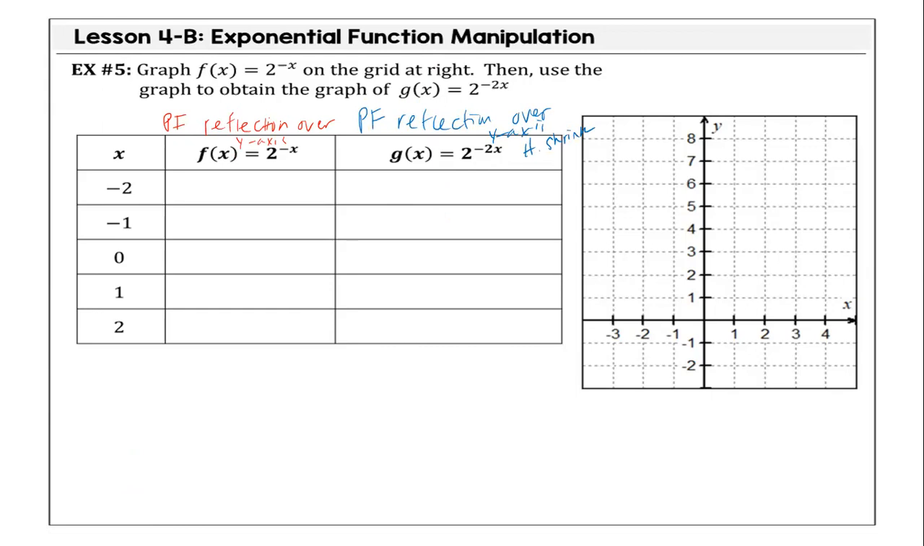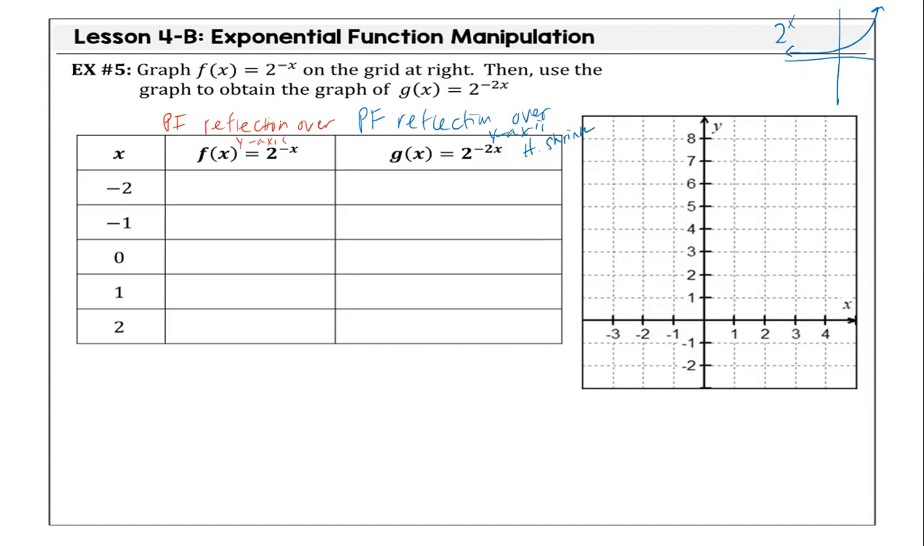So what exactly is reflecting over the y-axis? The exponential function. So our parent function, 2 to the x, right? It is normally looking like this, right? But it's reflecting over the y-axis. That's the first one.